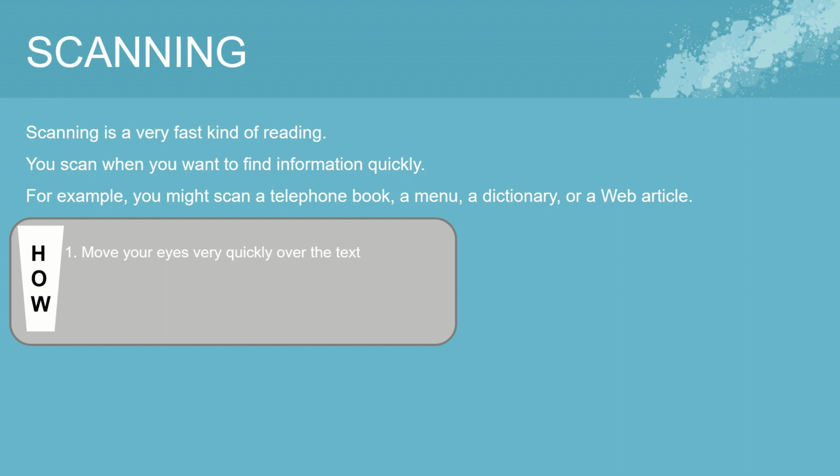In this stage, you do not read. You just move your eyes very quickly over the text. Don't read all the words, of course. Just focus on the words that help you find the information. For example, you might want to find the number of your best friend from a telephone book.